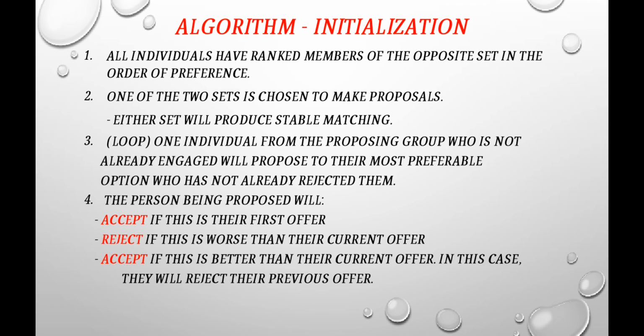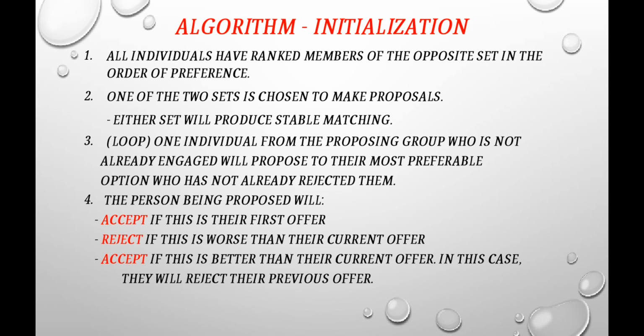The second step is that one of the two sets is chosen to make proposals. So obviously the men set is proposing. The third step is that the iteration starts. One individual from the proposing group who is not already engaged will propose to their most preferable option or choice who has not already rejected them. Suppose a man is proposing to a woman, the woman should not be engaged previously, then only she can accept.